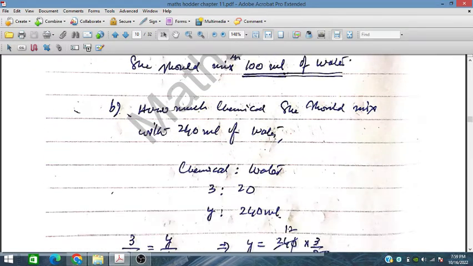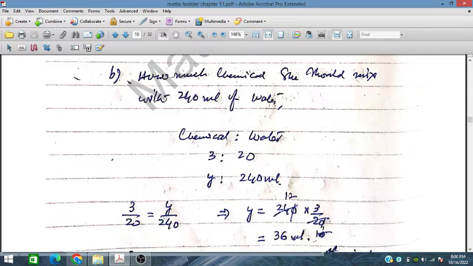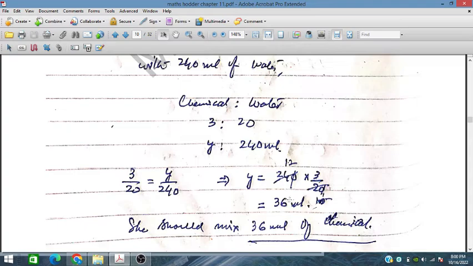How much chemical should she mix with 240 ml of water? Here we have chemical 3, water 20, and water is 240 ml. How much chemical is required to mix with these 240 ml? So 3 by 20 and Y by 240. Here we need to find this Y. So this is 36 ml.